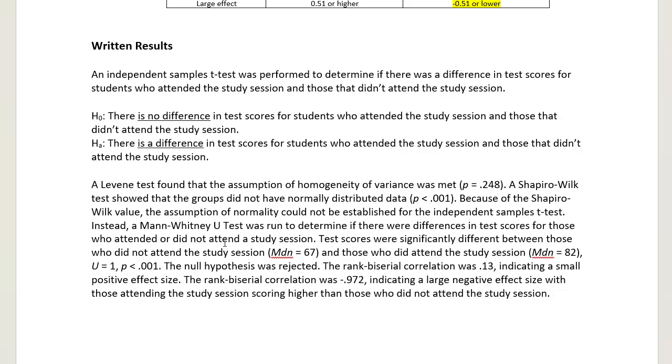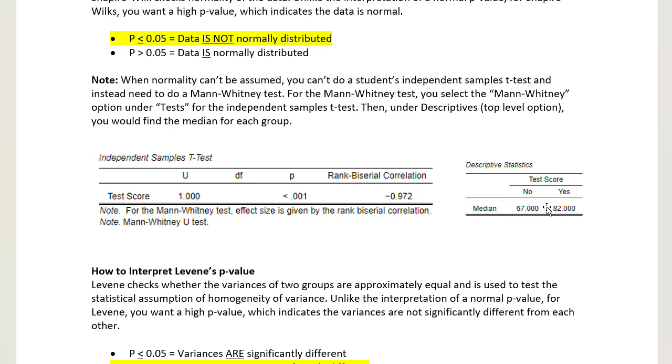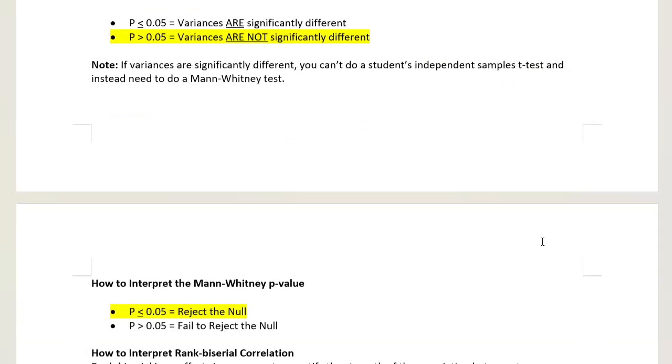So instead, a Mann-Whitney U-test was run to determine if there were differences in test scores for those who attended or did not attend a study session. Test scores were significantly different, and once again, important, make sure to include that significantly different, between those who did not attend the study session, and this is where Mdn is median, make sure to italicize that, is 67, and those who did attend a study session, Mdn, median, is 82. And that came from these median values right there that we got from those descriptive statistics that we ran.